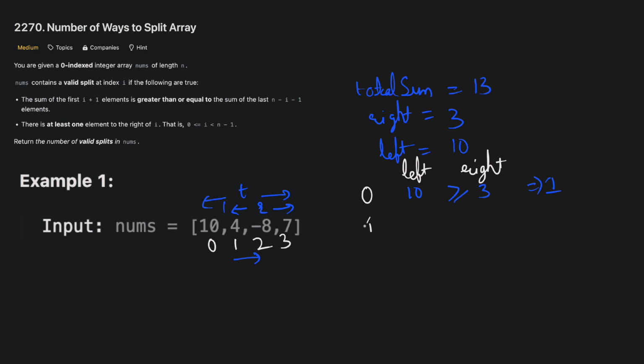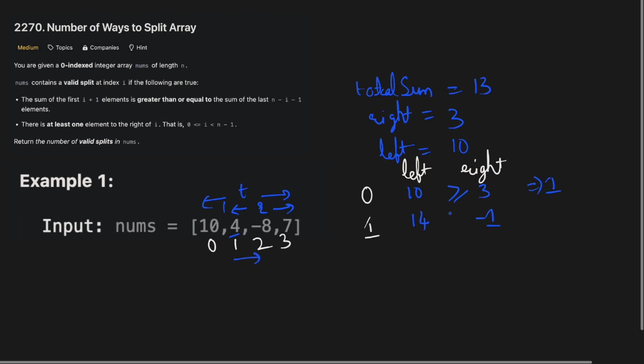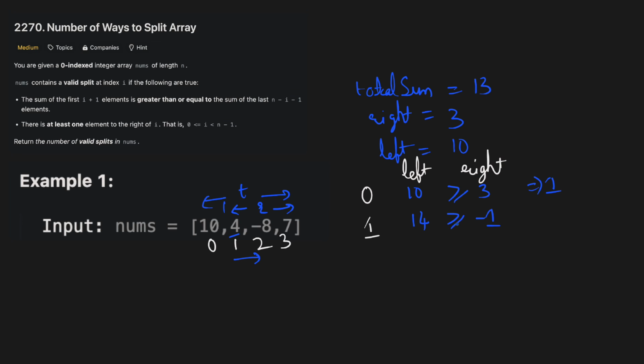Then we split at index 1 and add 4 to our left sum. So our left sum becomes 14 and we subtract 4 from right sum. So our right sum becomes minus 1. And this is also a valid split because left is greater than or equal to right. So our split count becomes 2.